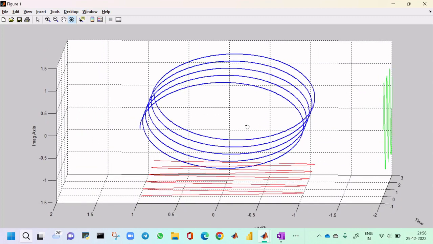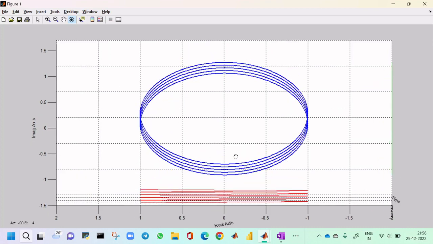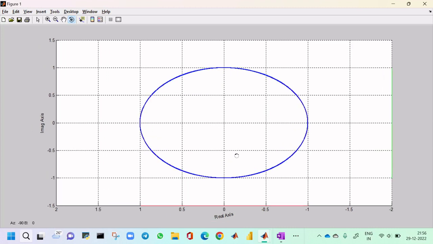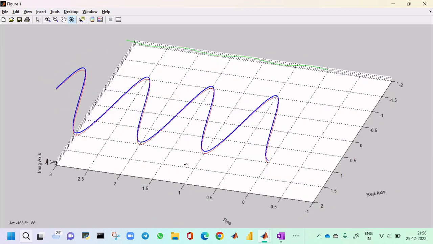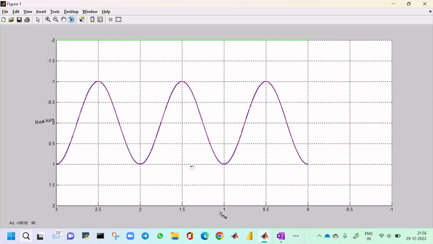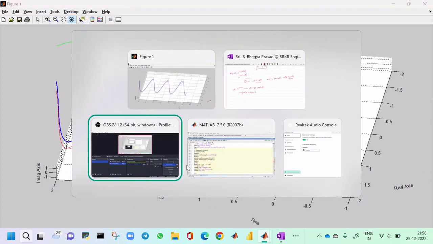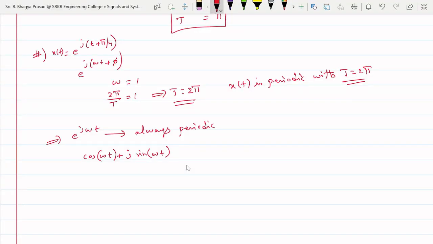You can observe this is a helical structure, a spring-like structure, the waveform or the plot of this complex exponential. So this is a circle of radius 1. This is the front view. In one view you get a sine waveform, in another view you get a cosine wave, right? So that's why this is always a periodic signal.